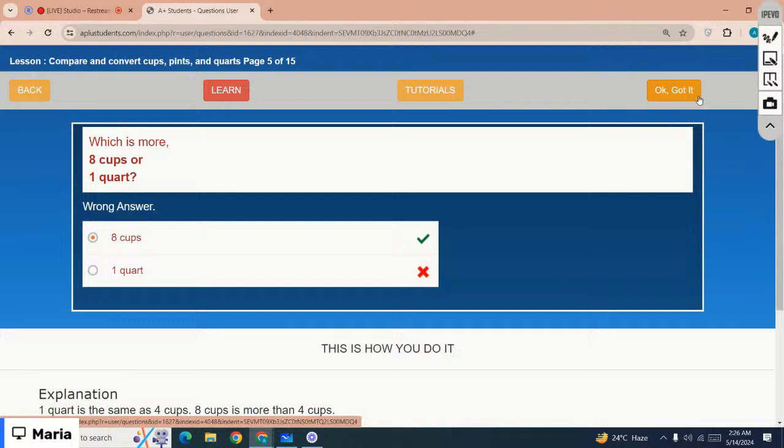Oh, yes, 1 pot equals 4 cups. So you have to see which is more. Yes, that's obviously 8 cups is more. The correct option is 8 cups, right?